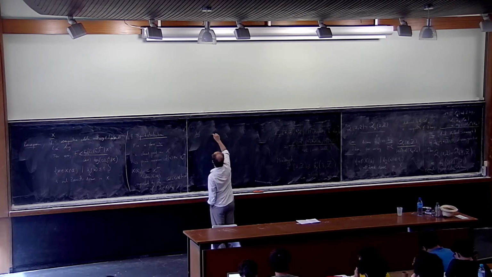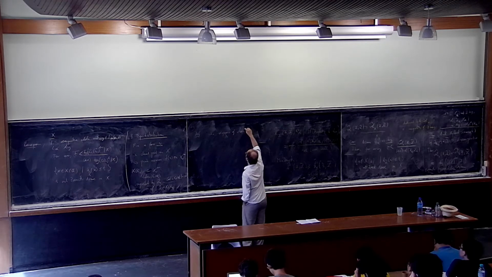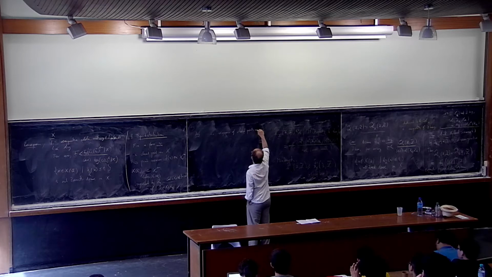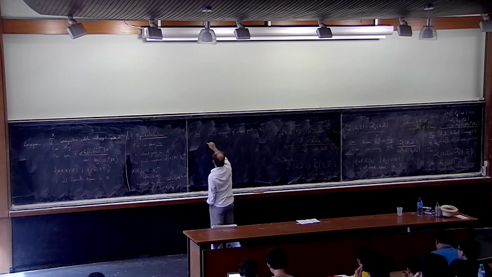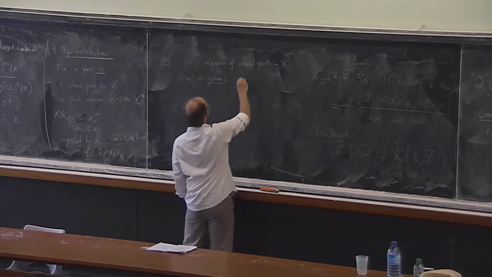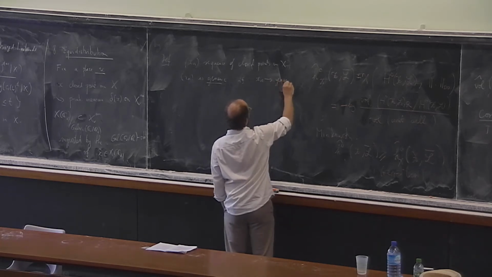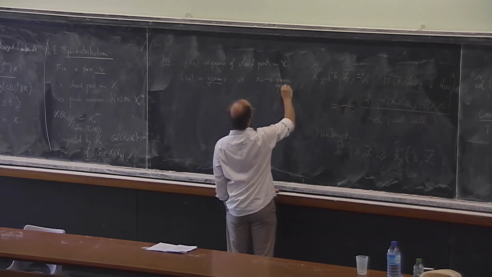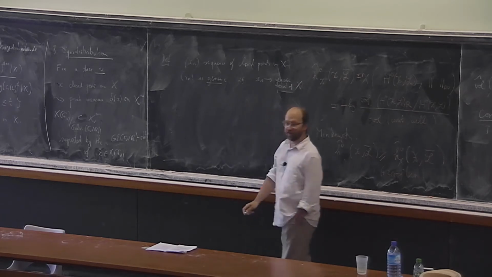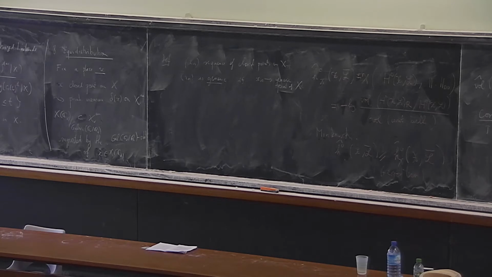If Xn is a sequence of closed points in X, I will say that Xn is generic if Xn converges to the generic point of X. That's a funny definition because the Zariski topology on schemes is not separated. It's not Hausdorff, so people are not used to talking about limits in such spaces.